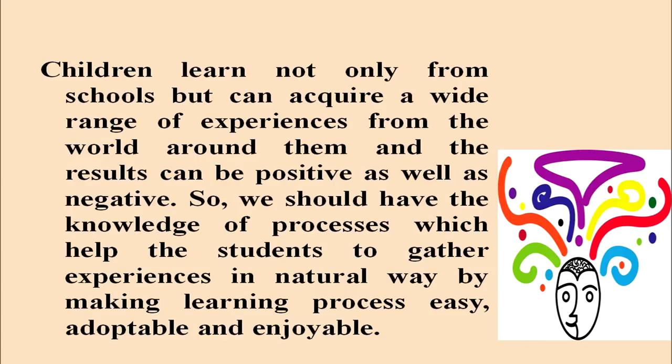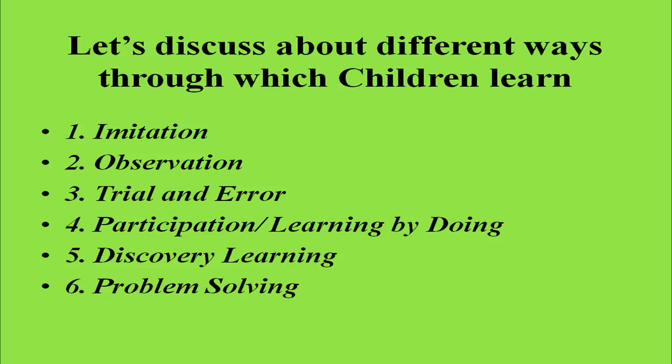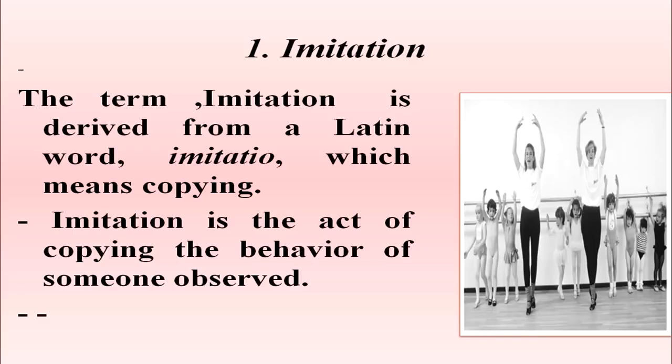Children learn not only from schools but can acquire a wide range of experiences from the world around them. And the results can be positive as well as negative. So, we should have the knowledge of processes which help the students to gather experiences in a natural way by making the learning process easy, adaptable and enjoyable. Now let's discuss different ways through which children learn. Firstly, we will discuss imitation, then observation, then trial and error, participation and learning by doing, discovery learning and lastly problem solving.